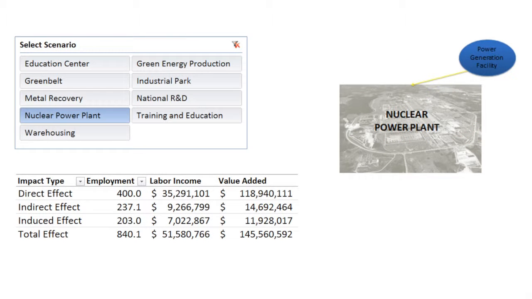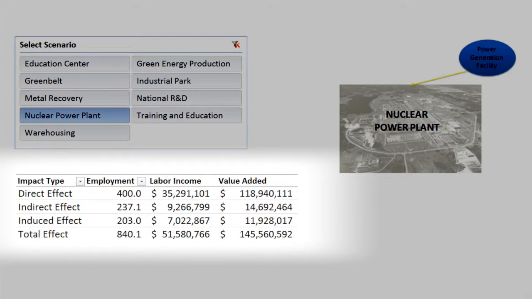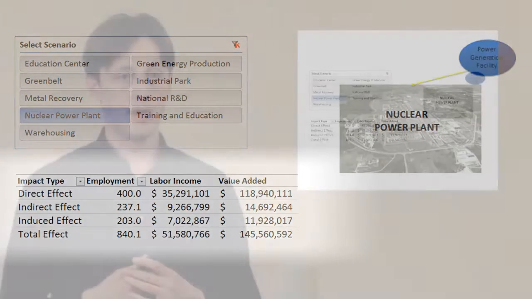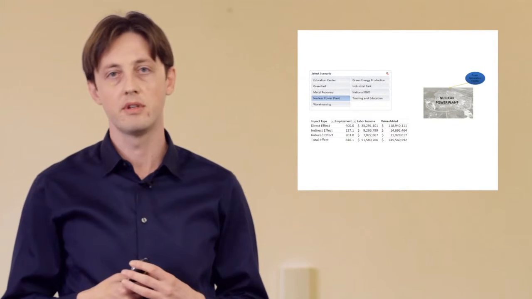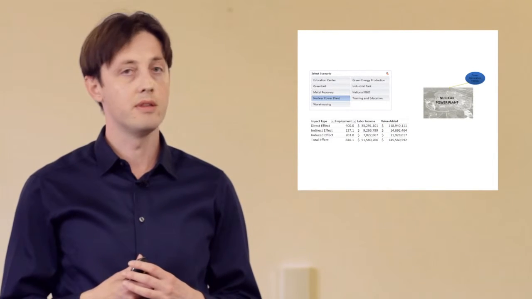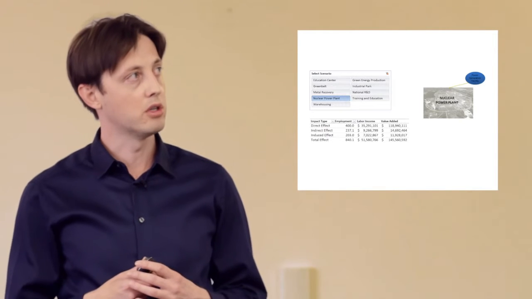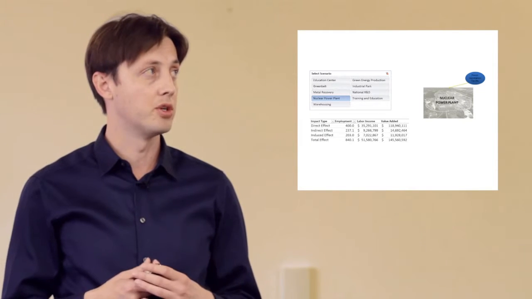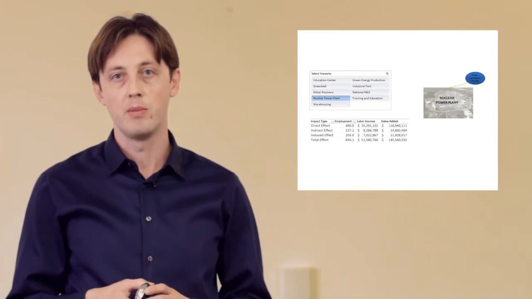Nuclear power plant is the next future use scenario option. In a sense, it's a little simpler for us to model because it includes only one component, the nuclear power plant. So in terms of economic impact, the total effect will be over 840 jobs. Labor income will be over $51 million, and the value added over $145 million. Again, it's a very different scenario, but the impacts are generally somewhat larger if we compare it to the educational center because of the linkages between different sectors.